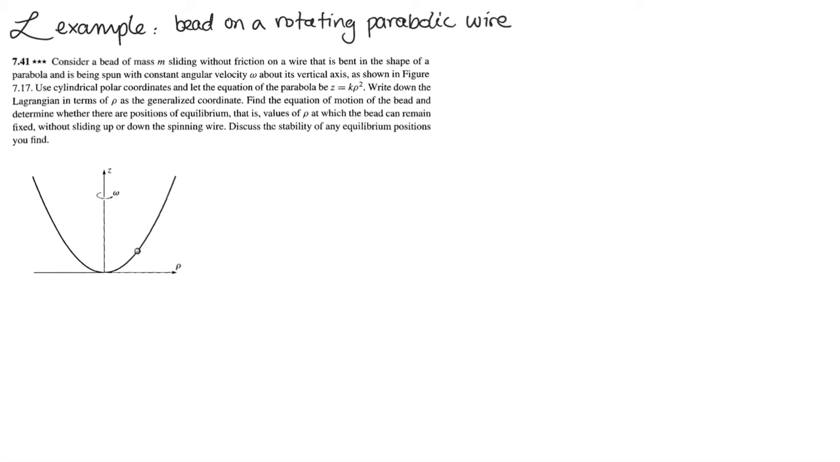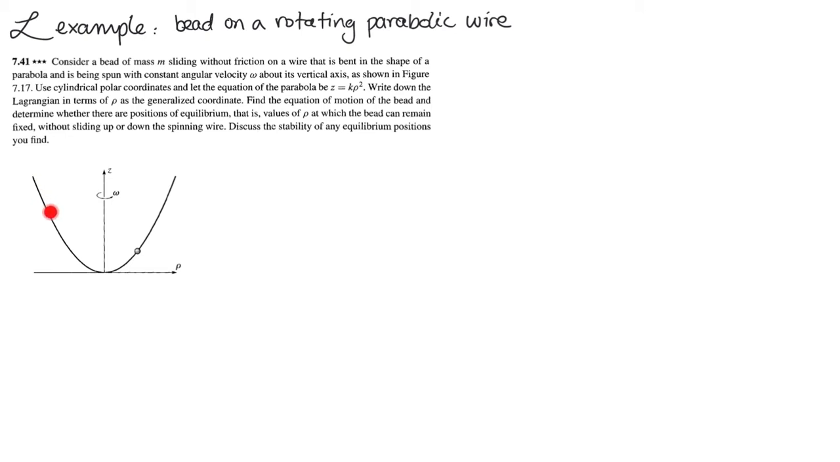Hello again, physics friends. I'm going to work through a specific example from the textbook in which we can practice writing and using the Lagrangian and also thinking about stability and positions of equilibrium in that system. Okay, so the problem is as follows.